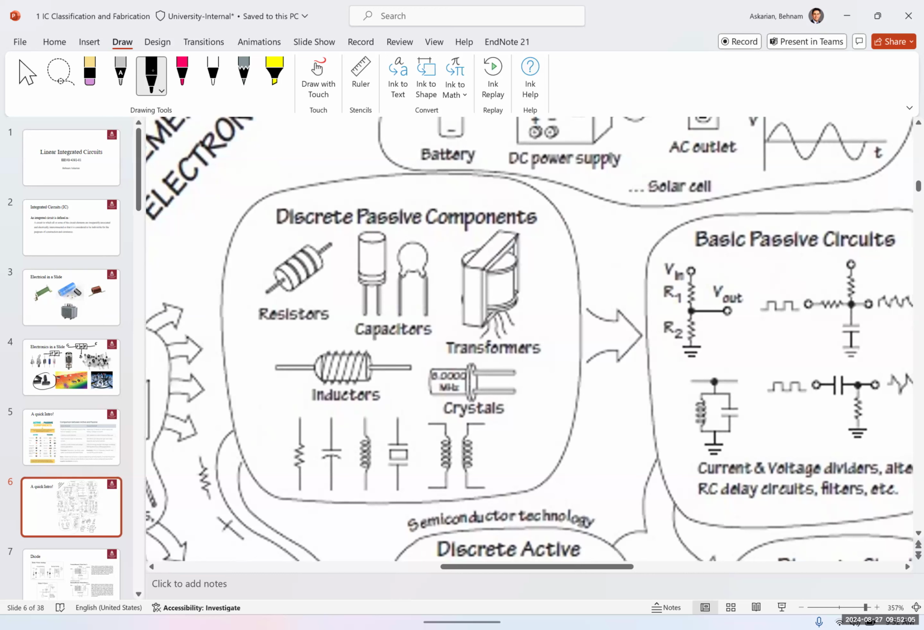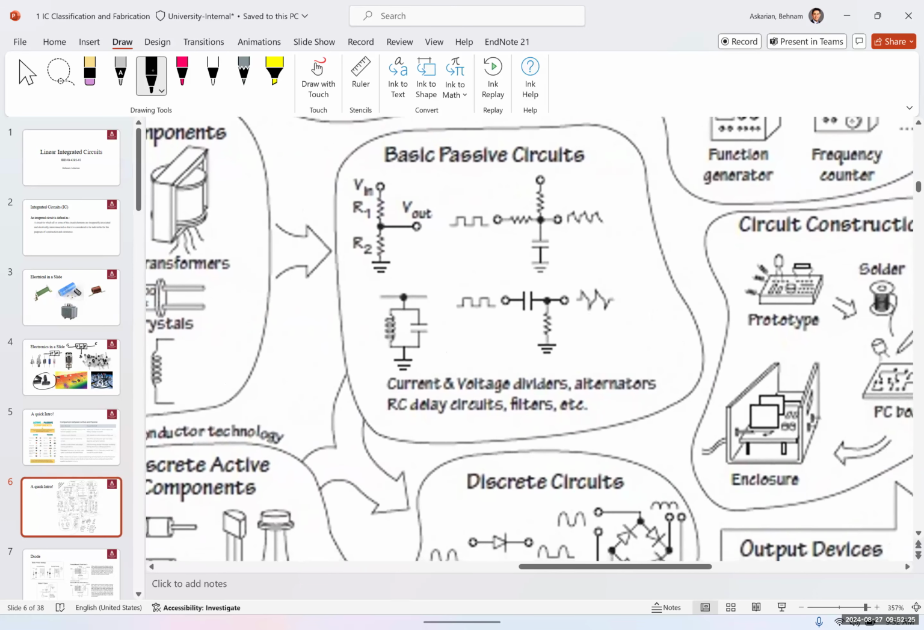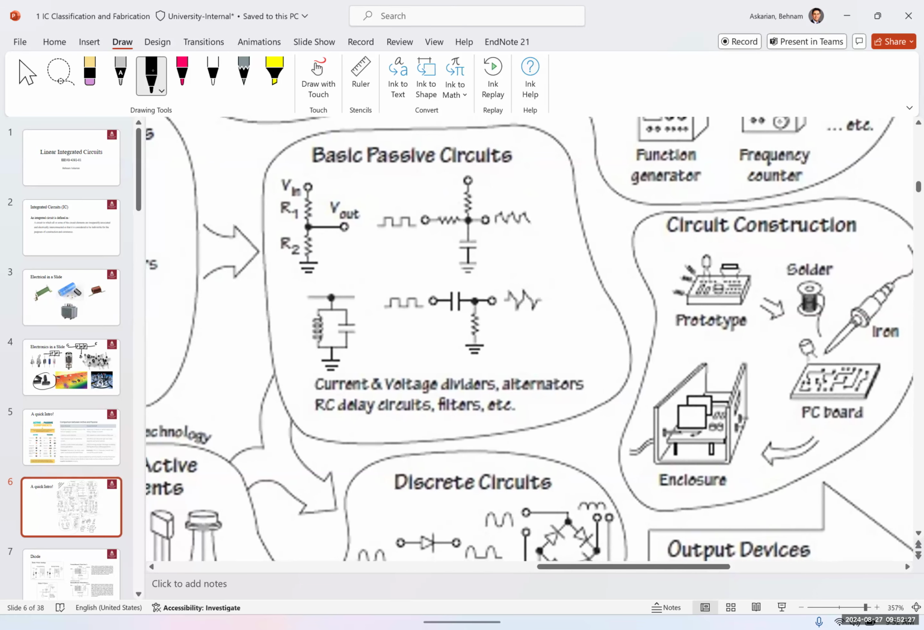Then we have discrete passive components like resistors, capacitors, transformers, inductors, crystals. These are passive components because they don't produce any energy. They also don't control the current and voltage. We have basic passive circuits like the one on the left. What type of circuit is this? Yes, perfect. It's a voltage divider. Thank you so much. Great.